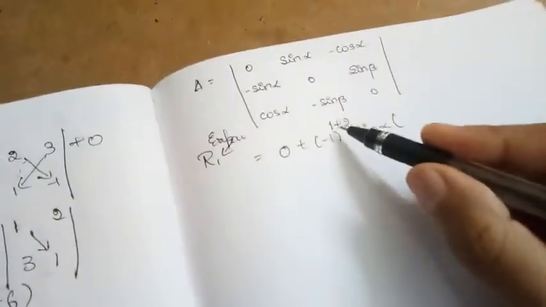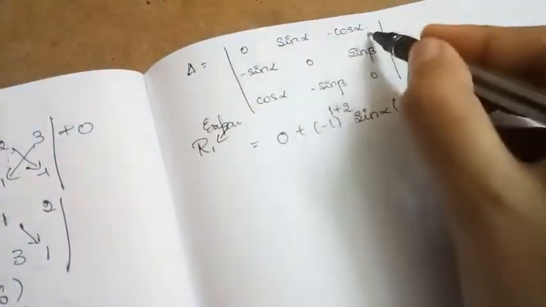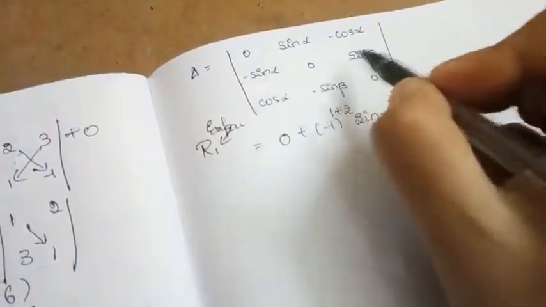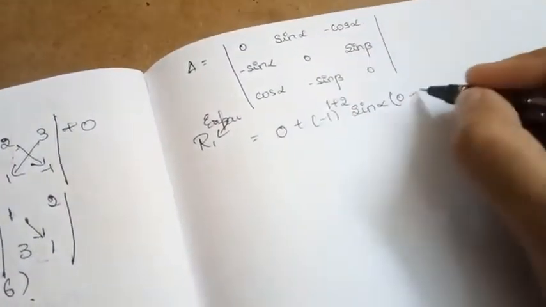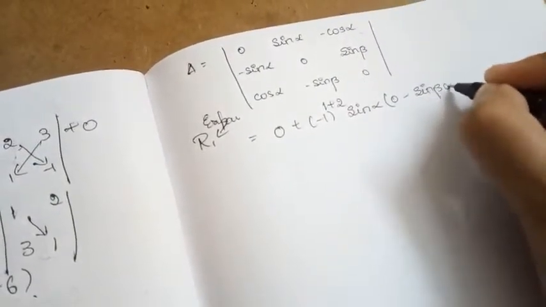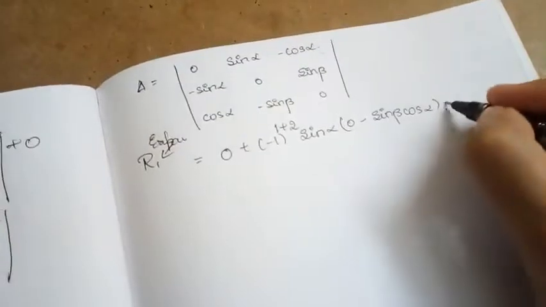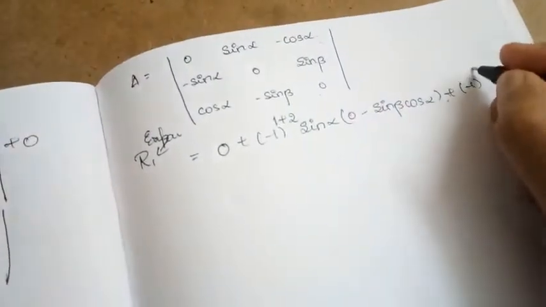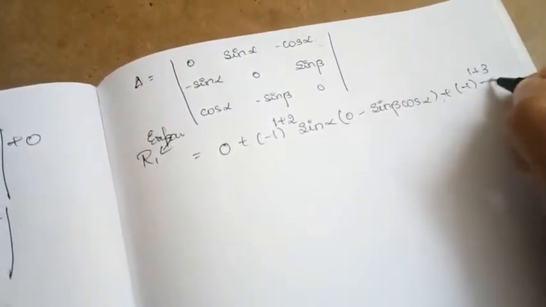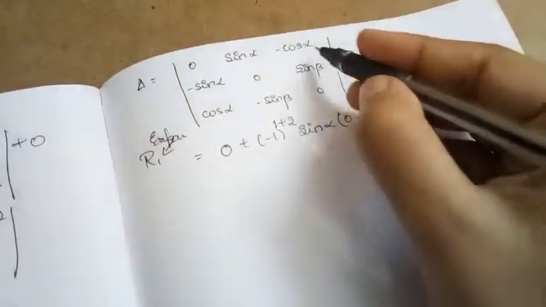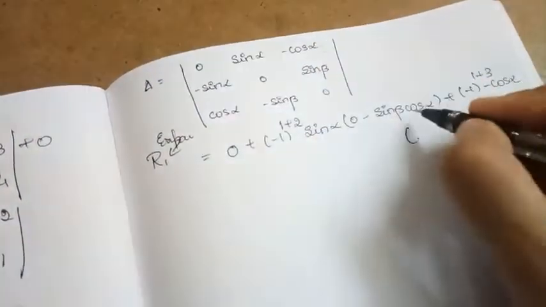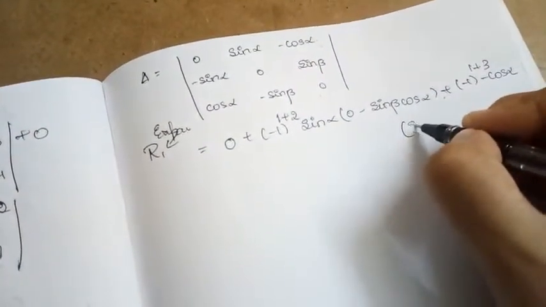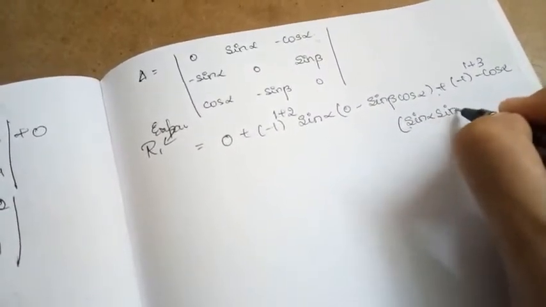So minus 1 to the power 1 plus 2, sin alpha. Now I am deleting the row and column containing sin alpha. The remaining are these 4 elements. Minus sin alpha into 0, it is 0. Minus 0 minus, what is the remaining? It is sin beta into cos alpha. Again plus minus 1 to the power, cos alpha is lying in the first row, third column, so 1 plus 3, minus cos alpha into, deleting the row and column containing minus cos alpha, multiplying this one, minus sin alpha minus sin beta becomes plus sin alpha into sin beta.